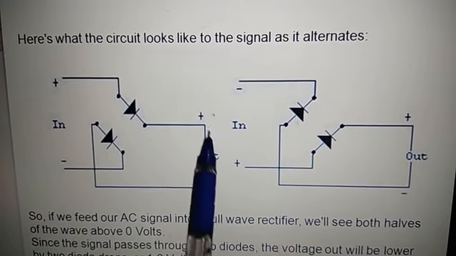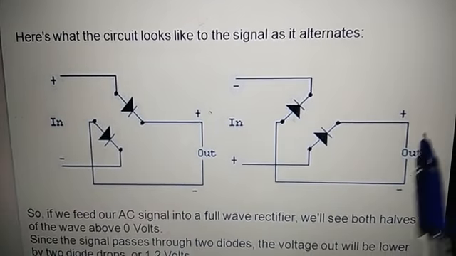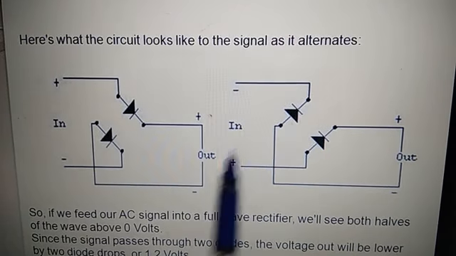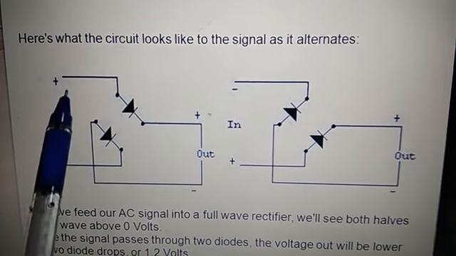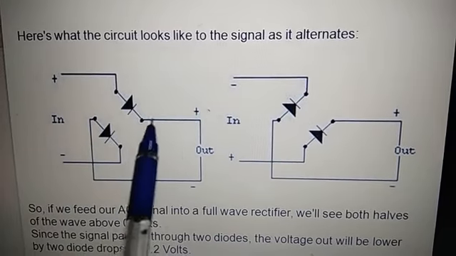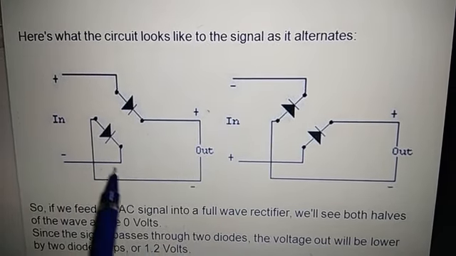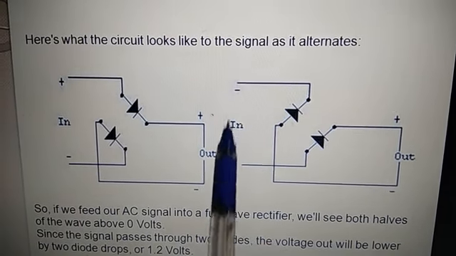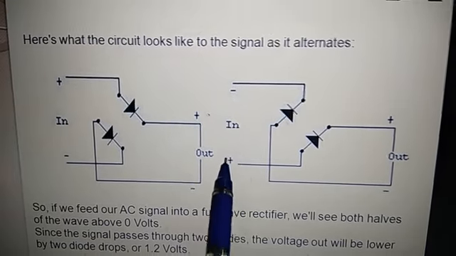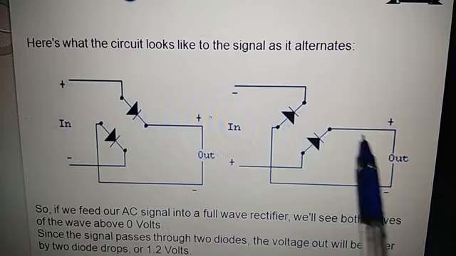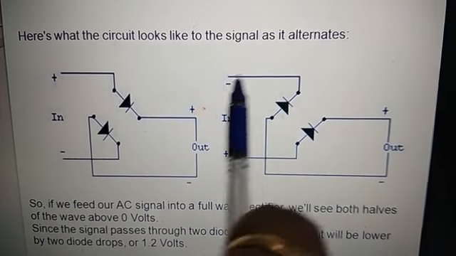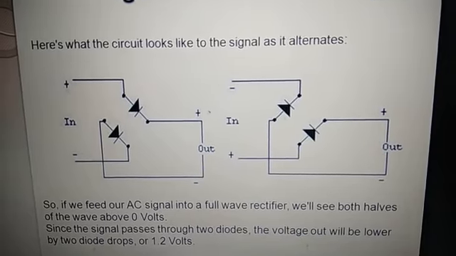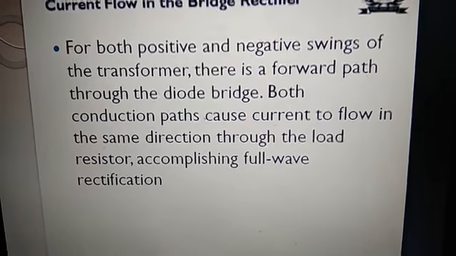direction of the current flow from this to this, from this to this, through this load resistance. The load resistance is connected over here. So in the positive half cycle, this diode will be conducting through this load resistance like this to the negative, and in the negative half cycle this terminal will be negative and this terminal will be positive. So current will be flowing through this like this to the negative, and hence the direction of the output will be the same in both cases.